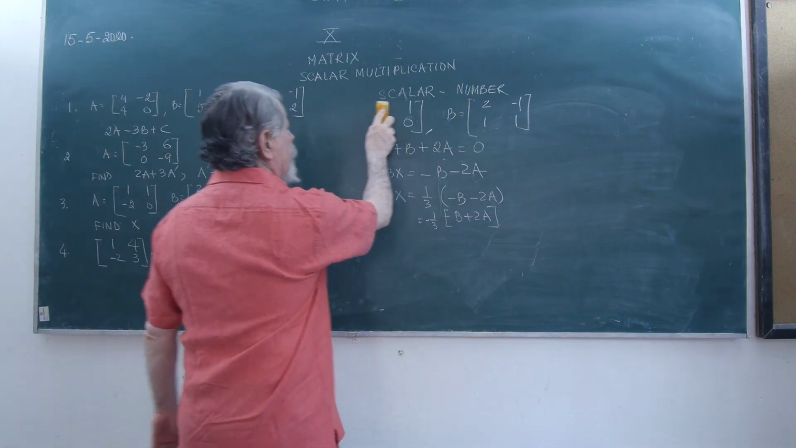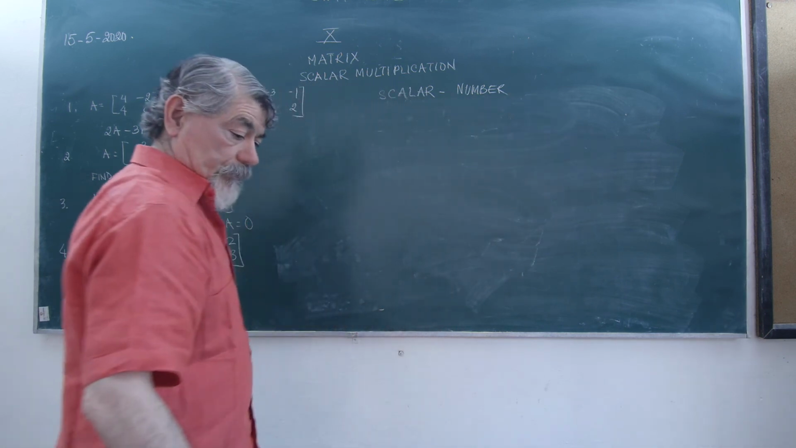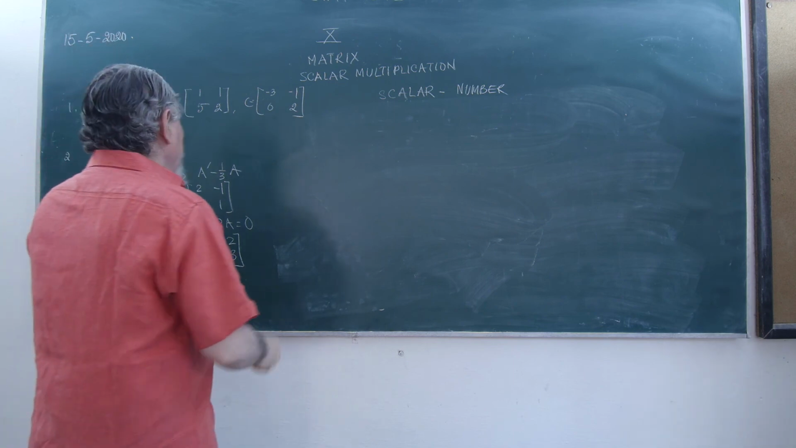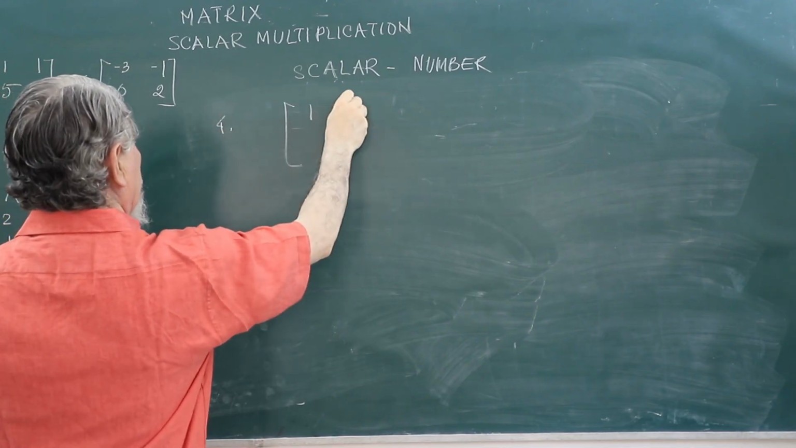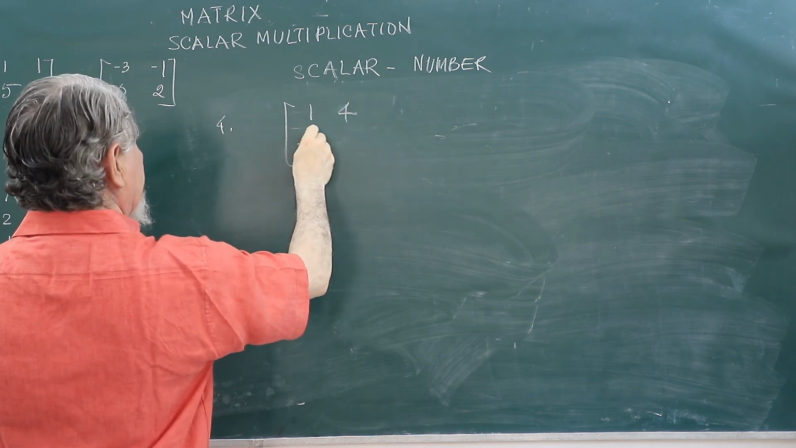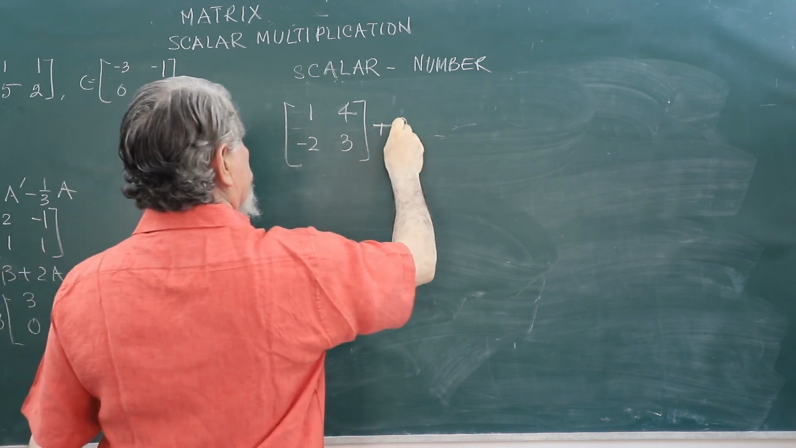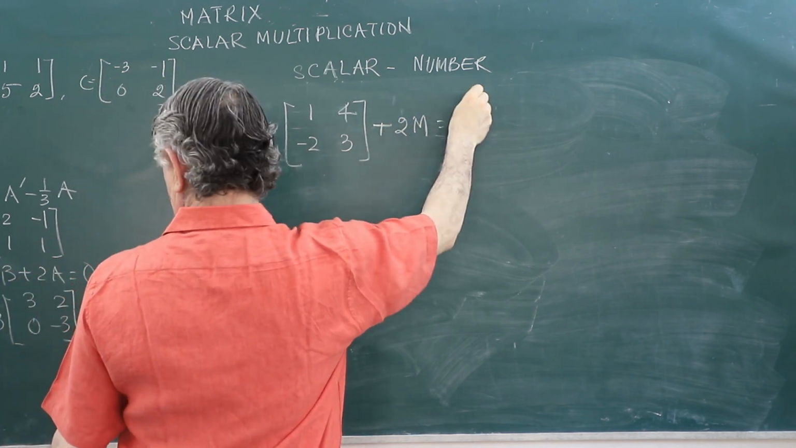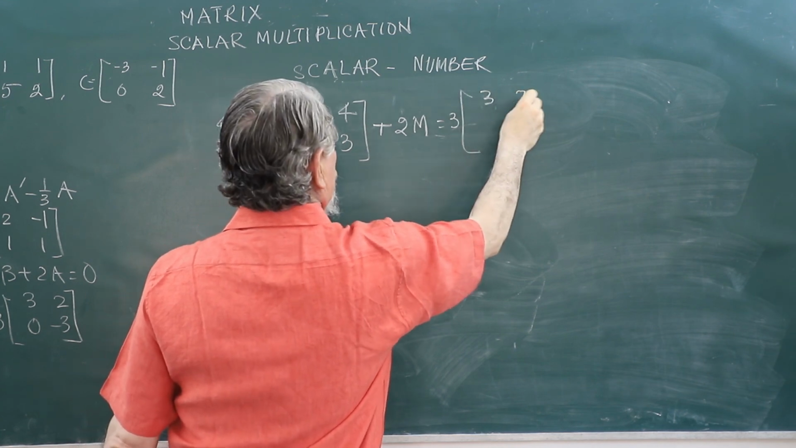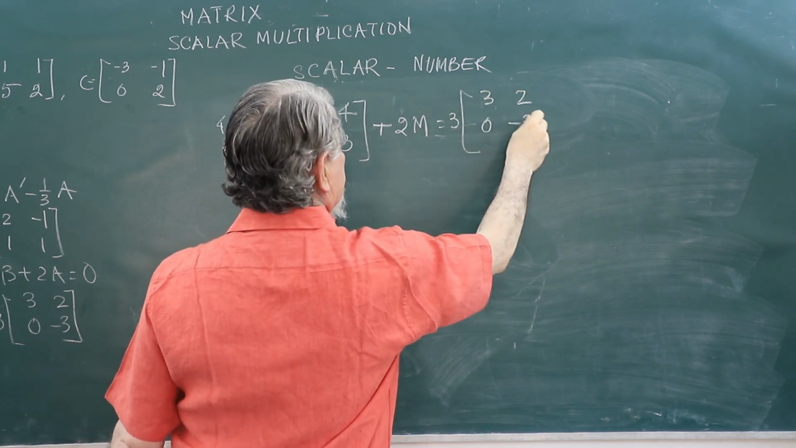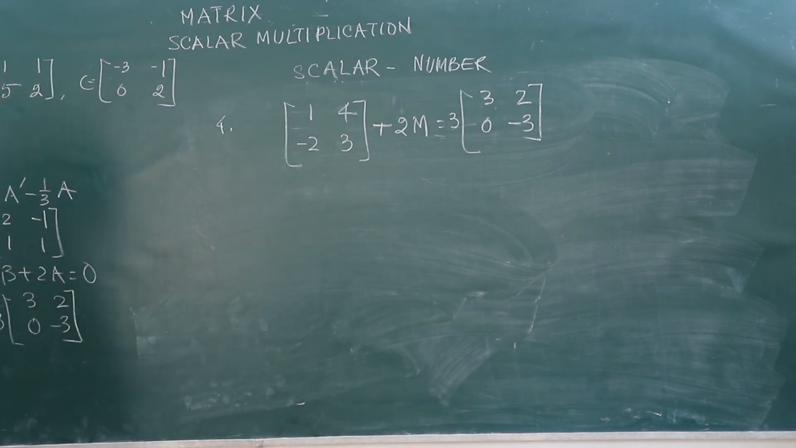Now let us see the fourth question. The fourth question is [1, 4; -2, 3] plus 2M is equal to [3, 3; 2, 0; -3]. We have to find out the value of M.